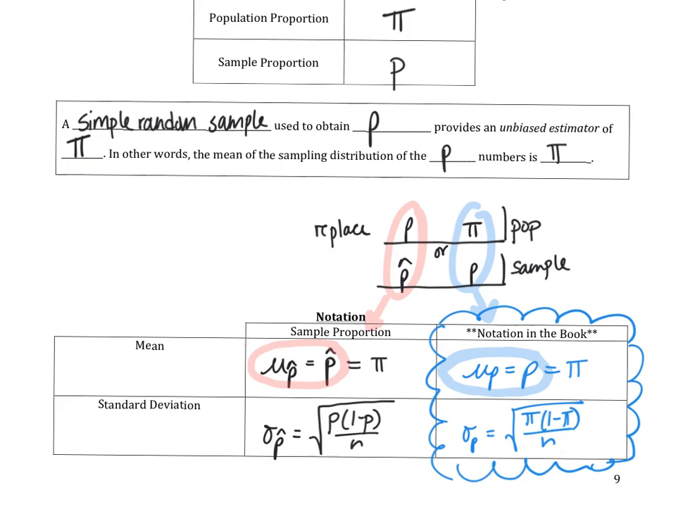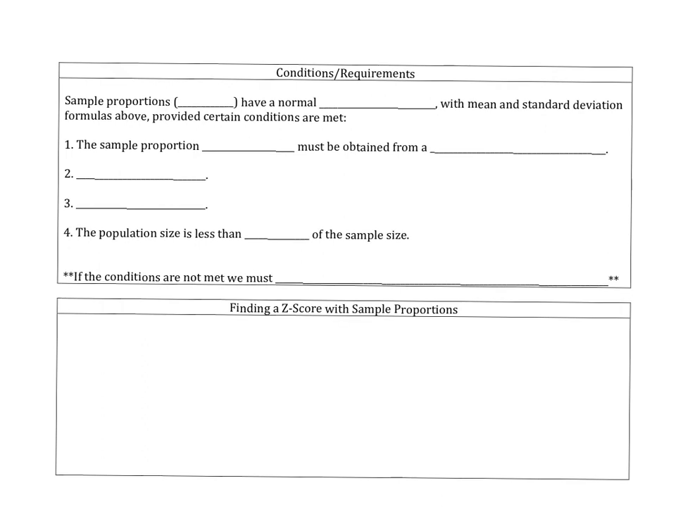Okay, so in order for us to make these inferences that the population proportion is equal to the sample proportion, and in order for us to make the conclusion that the standard deviation is equal to this equation, there are some conditions that need to be met, just like we had yesterday, okay? So let's go ahead and get those down. Sample proportions, which is p, have a normal distribution with mean and standard deviation formulas above, provided that these conditions are met. So these 4 conditions need to be met, and before we proceed with any problem, we should check that these conditions are met. So let's go ahead and do this. Number 1, the sample proportion p must be obtained from a simple random sample.